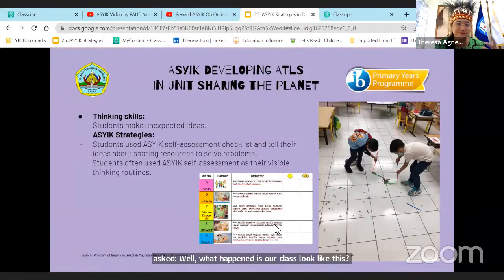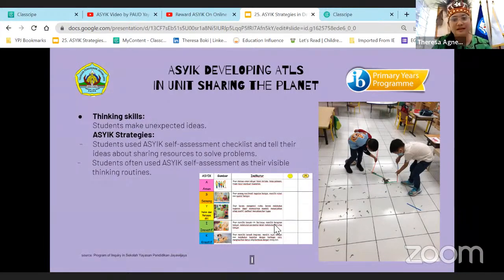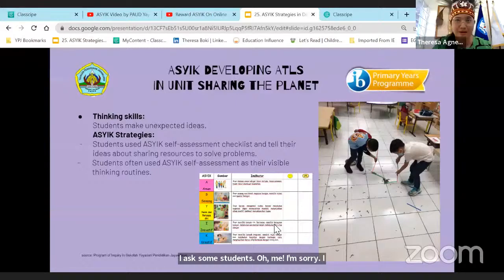I asked some students. "Oh, Miss, I'm sorry. I think I made a mess. But I have an idea, Miss. Because there is no real room, I will make the real room from the pipes." And then one student saw his friend made it. "Miss, I can do it also. I see it's easy to make."